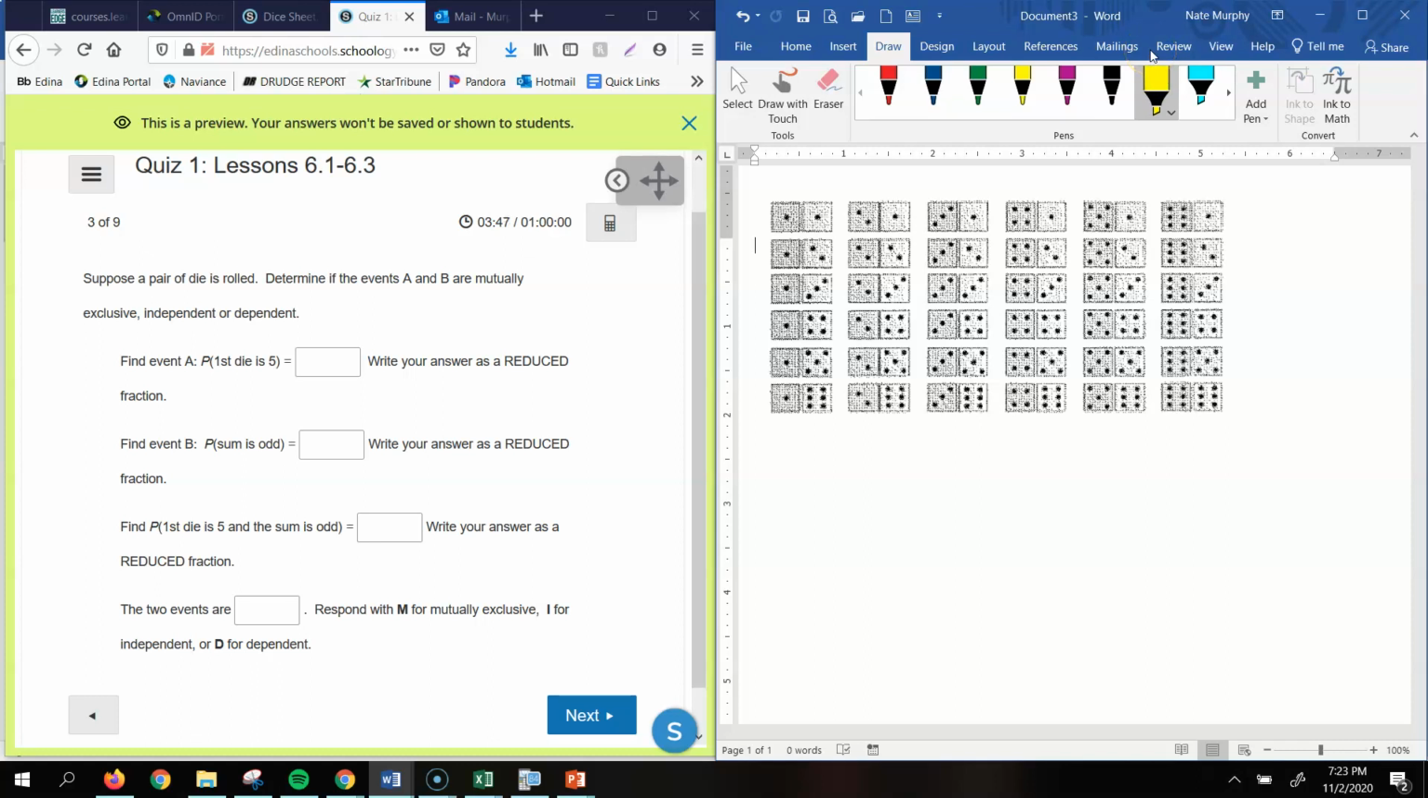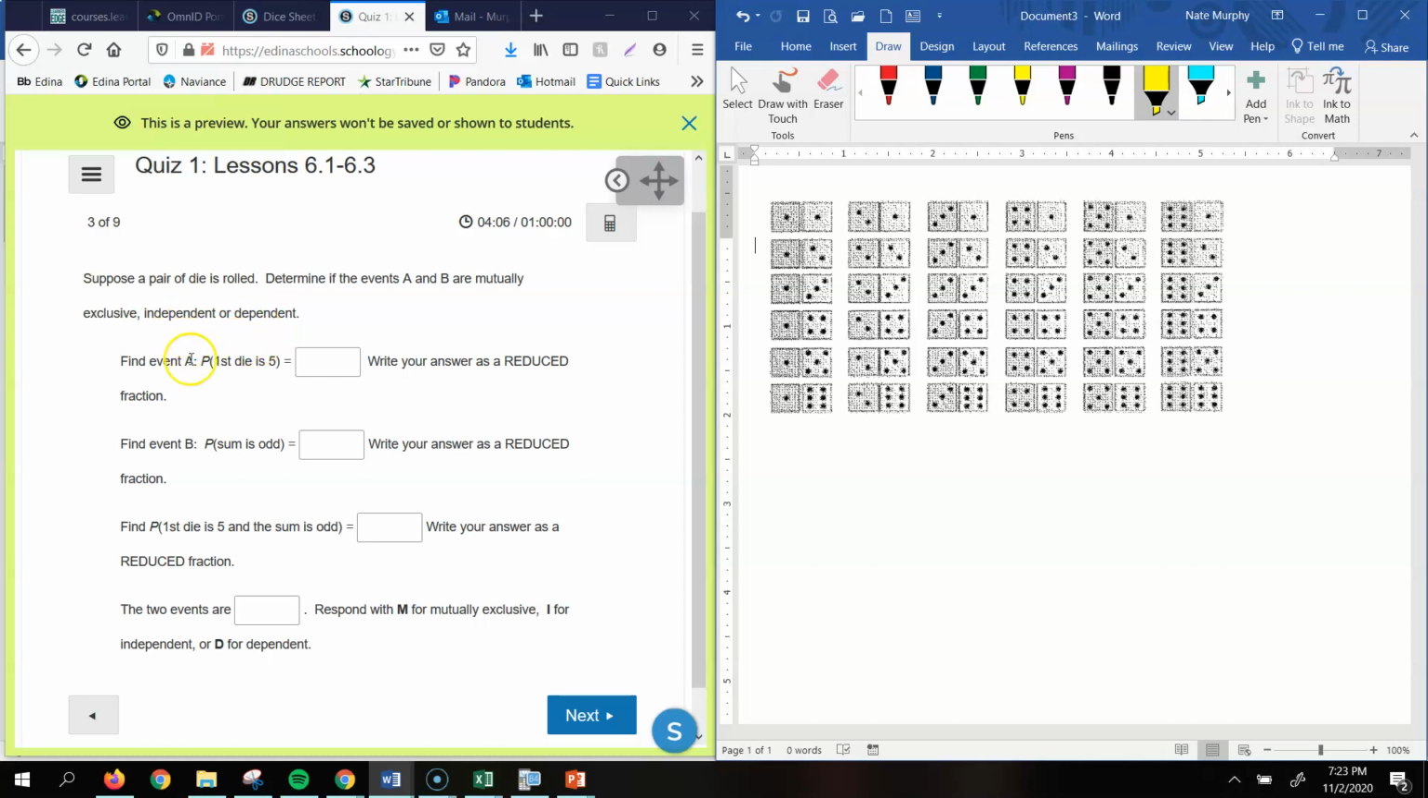It says, suppose a pair of die is rolled. Determine if the events A and B are mutually exclusive, independent, or dependent. All right. So if it's mutually exclusive, that means that there's overlap. Okay. If it's independent or dependent, we'll get to that here in just a second.